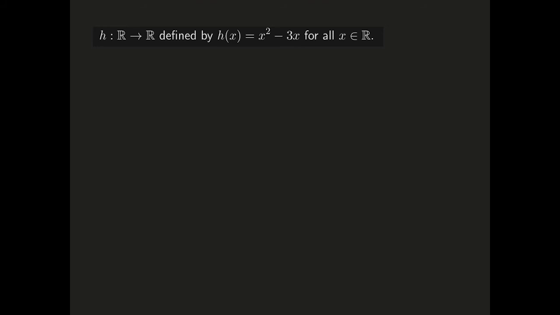So let's see if we can go through the process of showing this is not injective. Recall how that worked. We want x1 and x2 that are not equal to each other with their images equal to each other. So we've got to find some specific elements that are not equal but do have equal images.